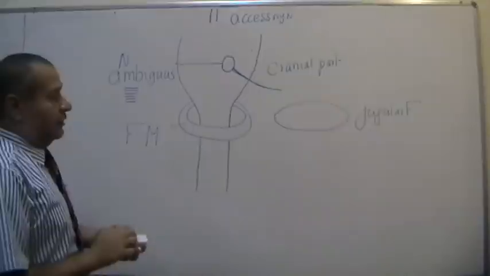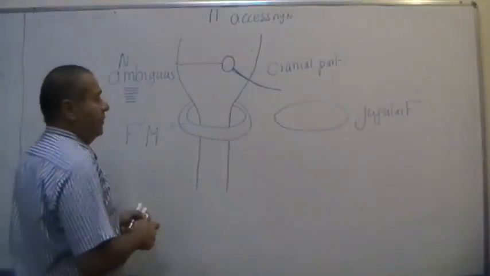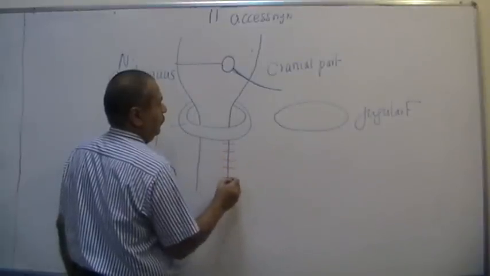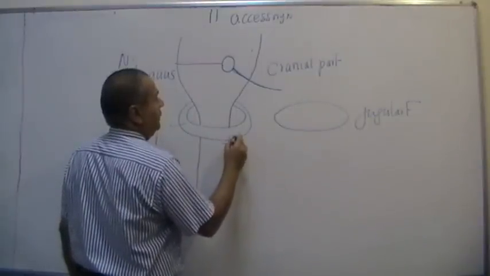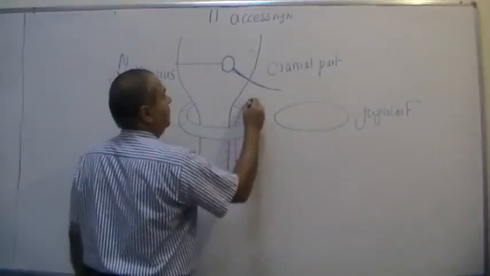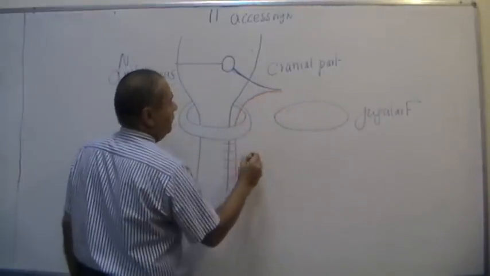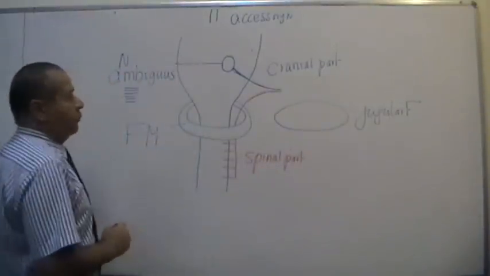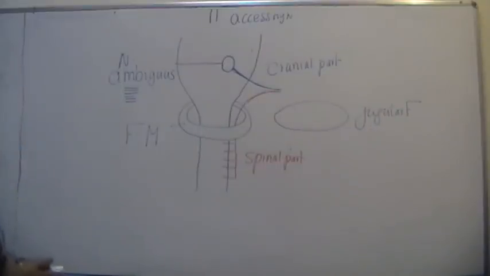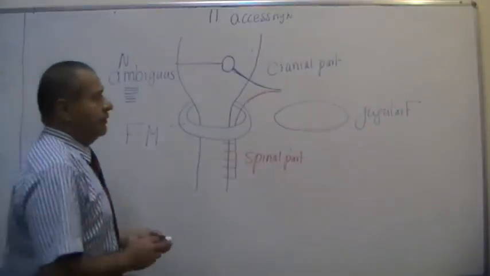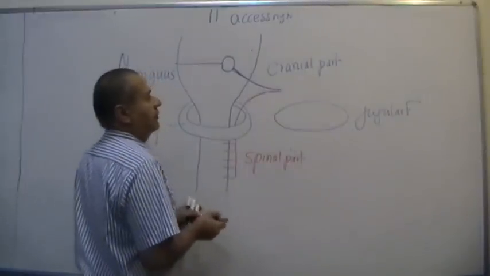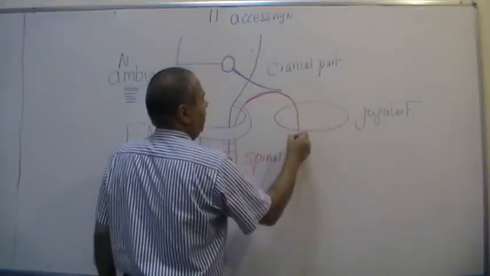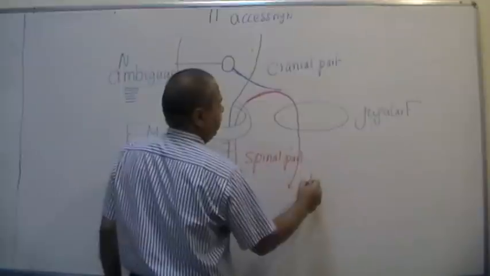It also has a spinal part which arises from the upper 5 cervical segments, C1, C2, C3, C4, C5, and it enters through the foramen magnum to meet the cranial part. This is the spinal part of the accessory nerve from the upper 5 cervical segments. These two parts diverge from each other. The spinal part will pass through the jugular foramen and enter into the neck again.